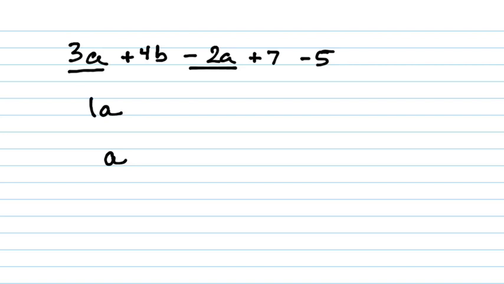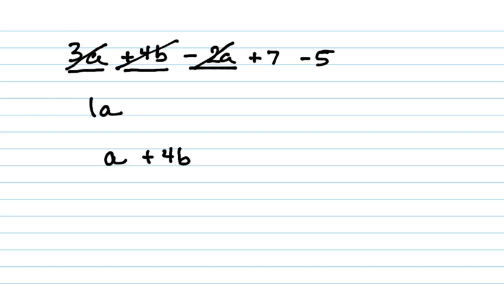All right. So we're done with our a terms, so let's just get rid of those. The next term is a b term. Do I have any more b terms up here? No. So no more b terms. So is the plus 4b going to change? No. So we're just going to bring it down completely unchanged. Now we're done with our b terms. What other kind of terms do we have?